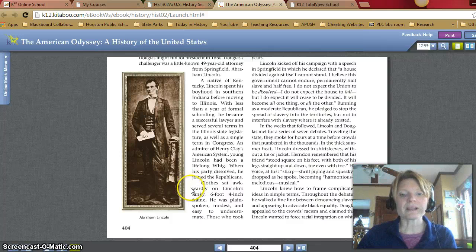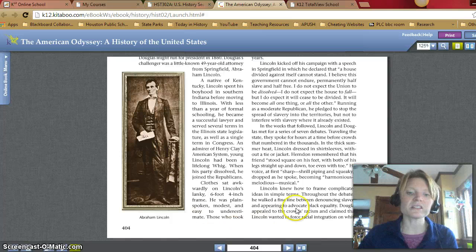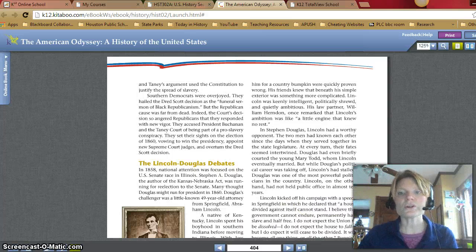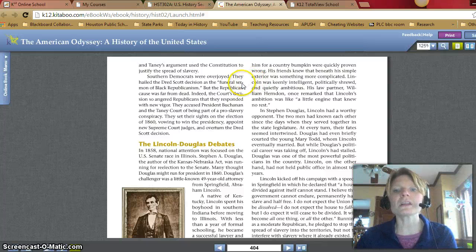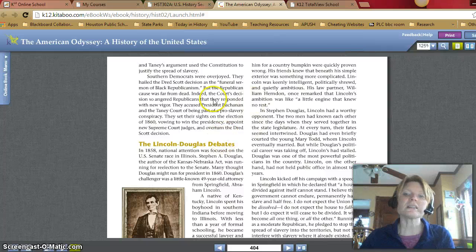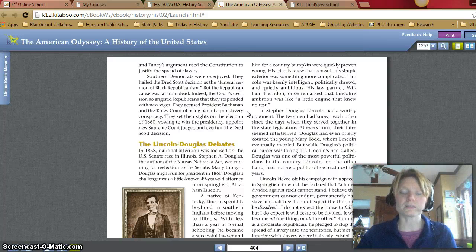Clothes sat awkwardly on Lincoln's lanky 6-foot-4-inch frame. He was plain-spoken, modest, and easy to underestimate. Those who took him for a country bumpkin were quickly proven wrong. His friends knew that beneath his simple exterior was something more complicated. Lincoln was keenly intelligent, politically shrewd, and quietly ambitious. His law partner, William Herndon, once remarked that Lincoln's ambition was like a little engine that knew no rest.